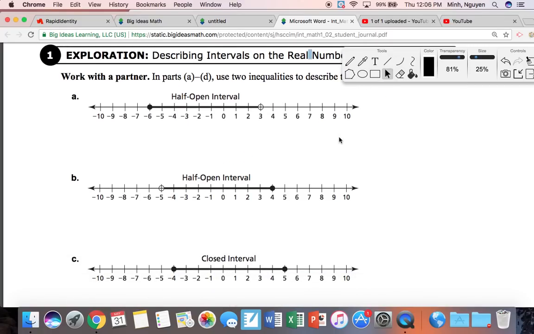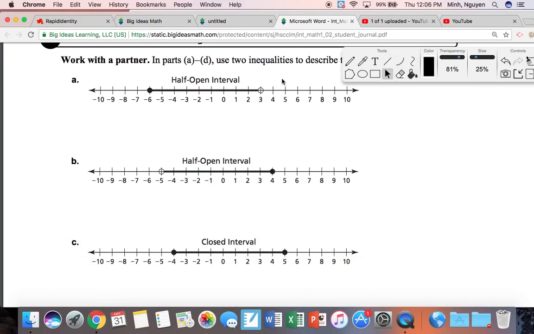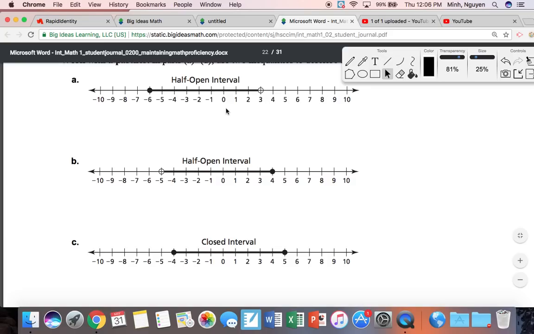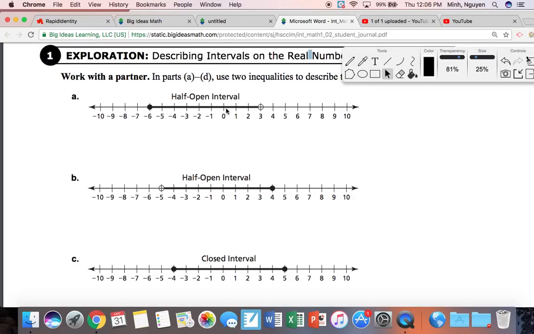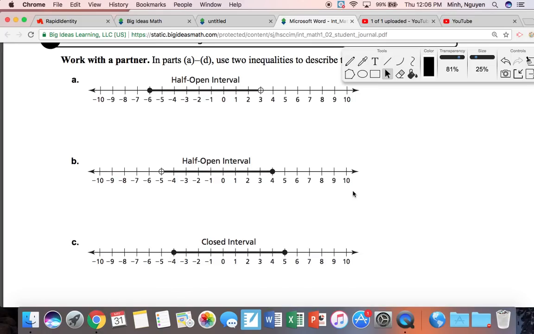So if you look at these first few, generally our inequalities just start off at one point and go all the way to the left or all the way to the right, and we make our decision about a filled-in circle or an empty circle. If you look at these three, none of them are going off in any direction. They're very specific. They're in the middle of two fixed points, right?